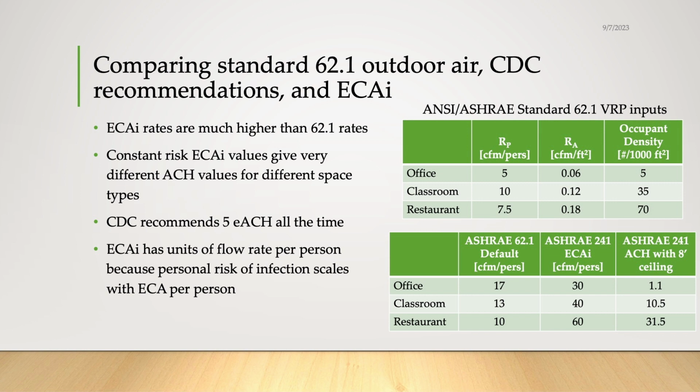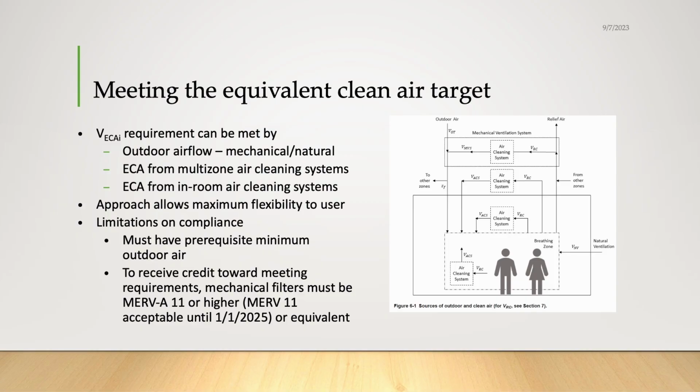Classroom, 13 compared to 40. That's 10.5, so that's considerably more than 5. And for a restaurant, 10 CFM per person compared to 60 to get the same risk level, and that's 31.5 air changes per hour. So this is my answer to, well, is 241 equivalent to the CDC recommendation? It isn't, but I think I could also say that we've done a lot more to do this rigorously.